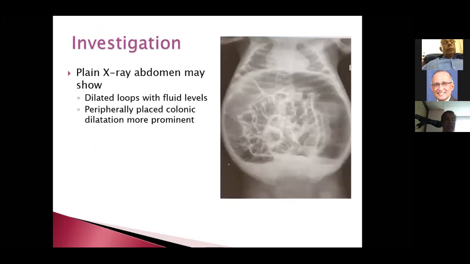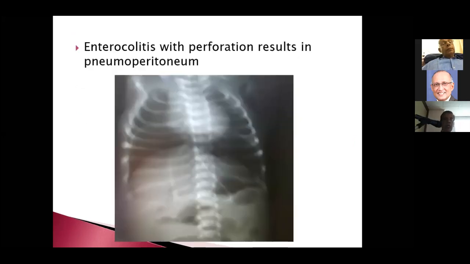Investigation-wise, you take an X-ray of the abdomen, which will show multiple fluid levels and especially colonic dilatation. This is what you see in the periphery, the colonic dilatation. You can see the fluid level, and at the same time the rectum is empty. There is no gas in the rectum. And this is a baby with enterocolitis with perforation. You can see the pneumoperitoneum, gas under the diaphragm.